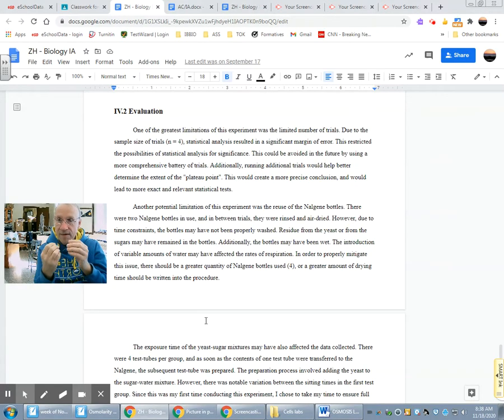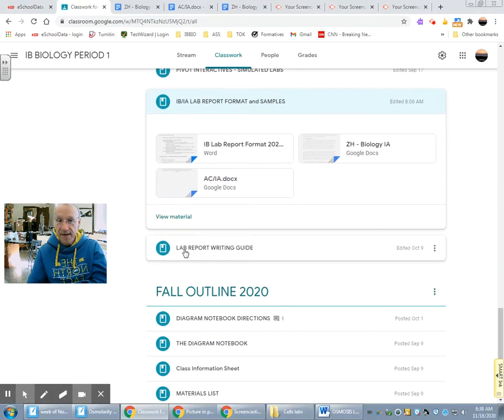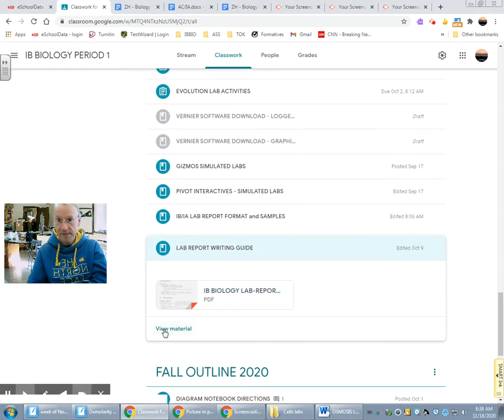What is the type of error? What is the significance, meaning how did it affect the data? And what is a realistic solution to overcome that? Again, you want to go back, you want to use this writing guide to help you there.